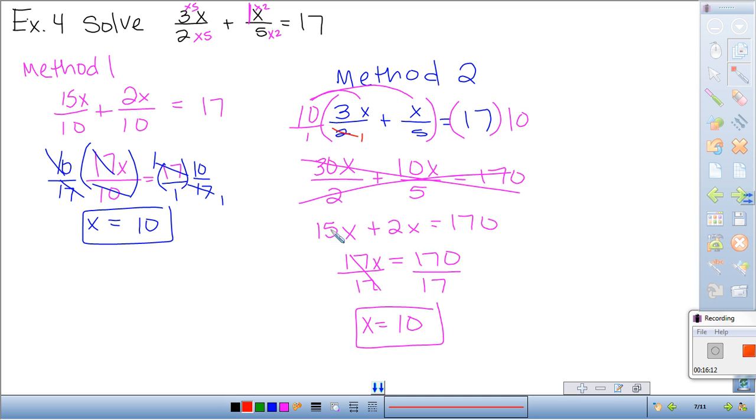And then I'd cross cancel with my other fraction. The 10 and the 5 are both divisible by 5. 5 divided by 5 is 1. 10 divided by 5 is 2. So 2x. Notice I don't touch this fraction because I have to use it both times for both terms. And again, be very careful that you are distributing whenever you multiply by the least common denominator. This is called multiplying to clear fractions. And again, that's the method I prefer.